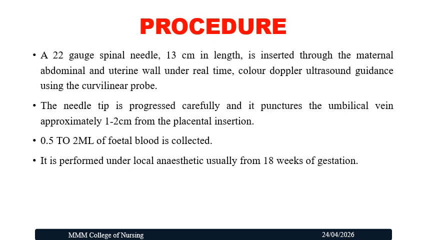Coming on to the procedure, a 22 gauge spinal needle, which is 13 centimeters in length, is inserted through the maternal abdominal and uterine wall under real-time color Doppler ultrasound guidance using the curvilinear probe. The needle tip is progressed carefully and it punctures the exact point of the umbilical vein, approximately 1 to 2 centimeters from the placental insertion. Around 0.5 to 2 ml of fetal blood is collected. It is performed under local anesthesia, usually from the 18th week of gestation.